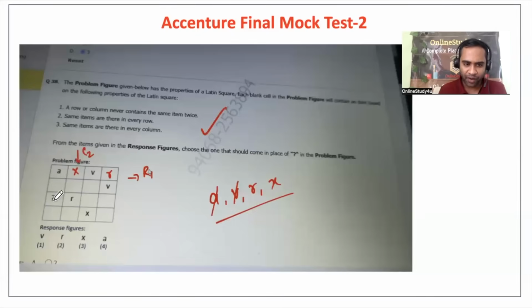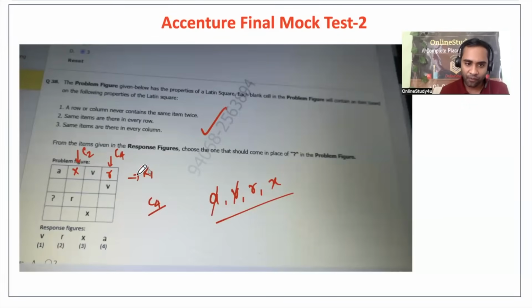Basically we have to find this out, but for that I should do some hit and trial. I should fill some boxes, then only it will be clear. Now I look at column 4. Why are you looking at column 4, sir? Because in column 4, R and V are there, X is there, so it is easy for me to fill A. That is the reason I'm selecting column 4.